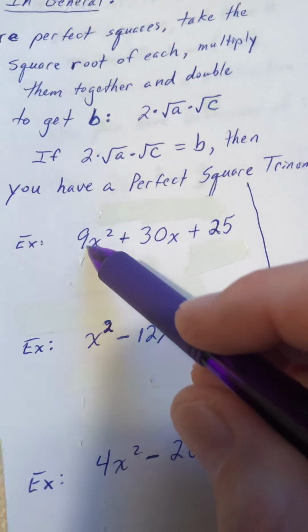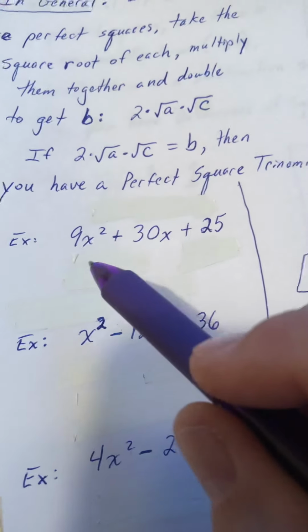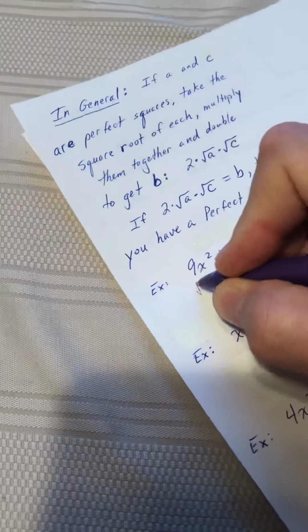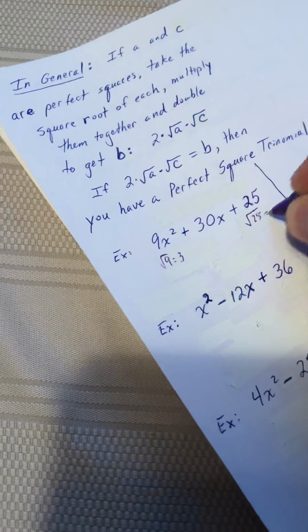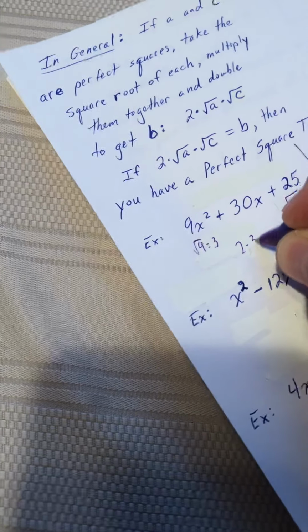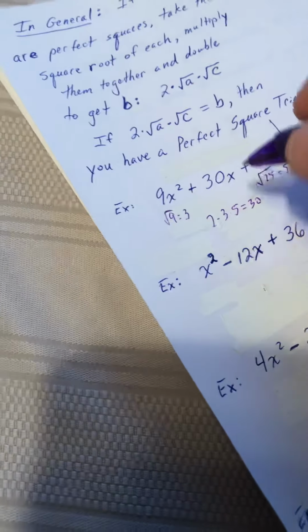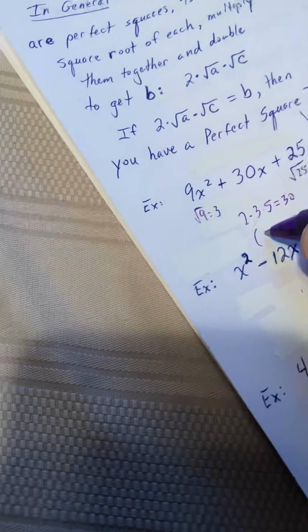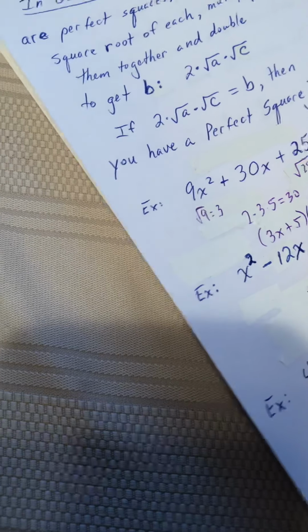Example. With mental math, the square root of 9 is 3. The square root of 25 is 5. 3 times 5 is 15. Doubled is 30. That's a perfect square trinomial. Let's see here. Square root of 9 is 3. Square root of 25 is 5. 2 times 3 times 5 is 30. So that worked, and we can write our answer. We would have 3x plus 5 and 3x plus 5.